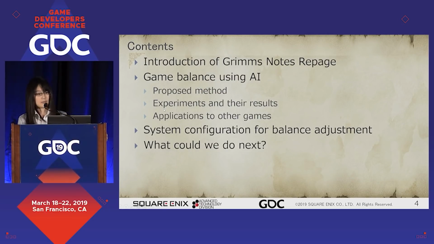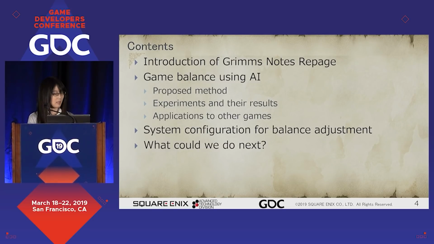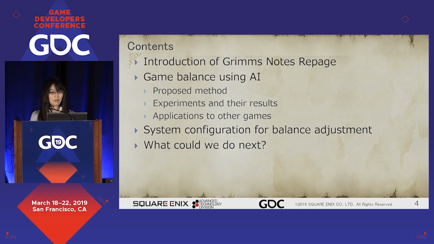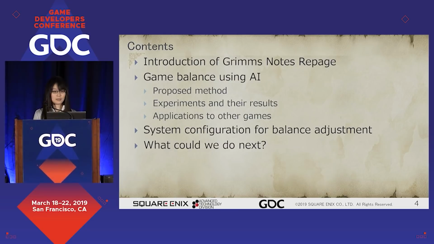This is the outline of the presentation. First, I briefly introduce the game targeted for the research. Next, I explain how we used AI to balance the game with the different successes and failures we had. This is the main topic in this presentation, so I will give a detailed explanation of the AI algorithm and the results. After that, I'll show how to configure the system. Finally, I talk about the future plan of our research.